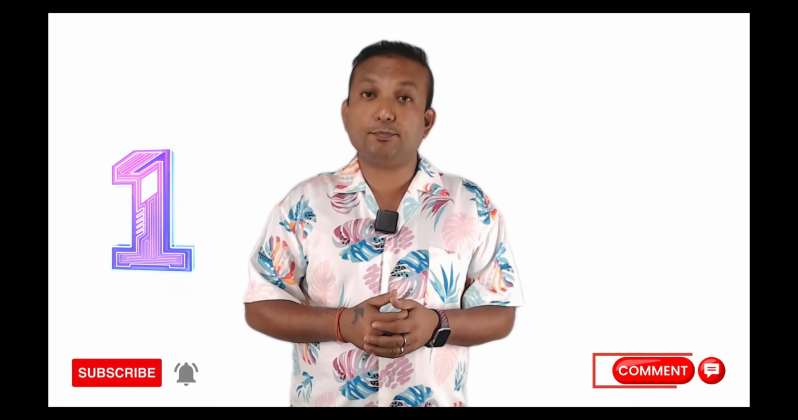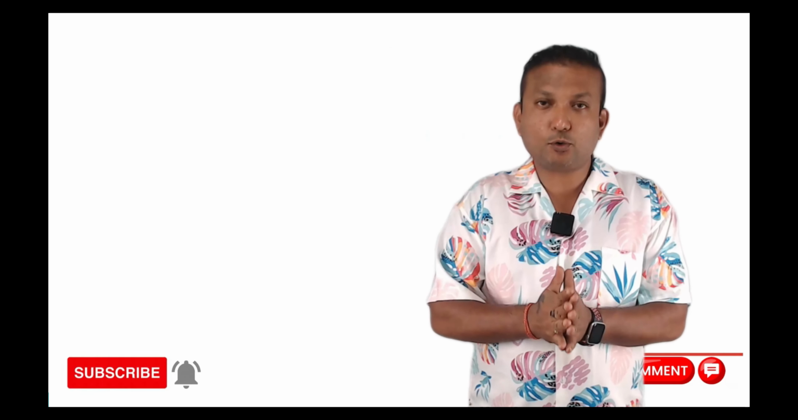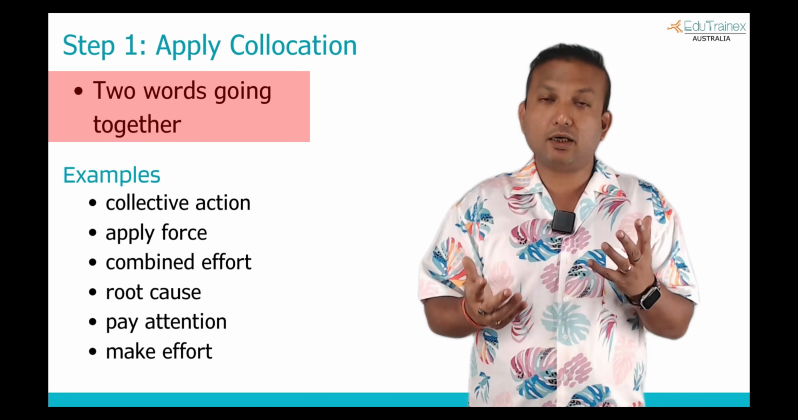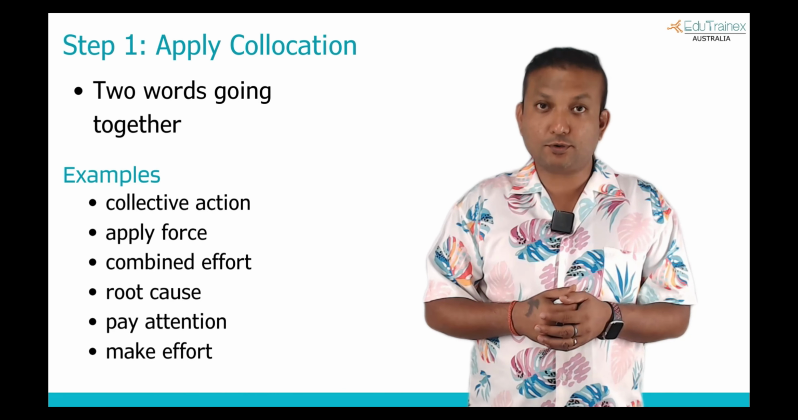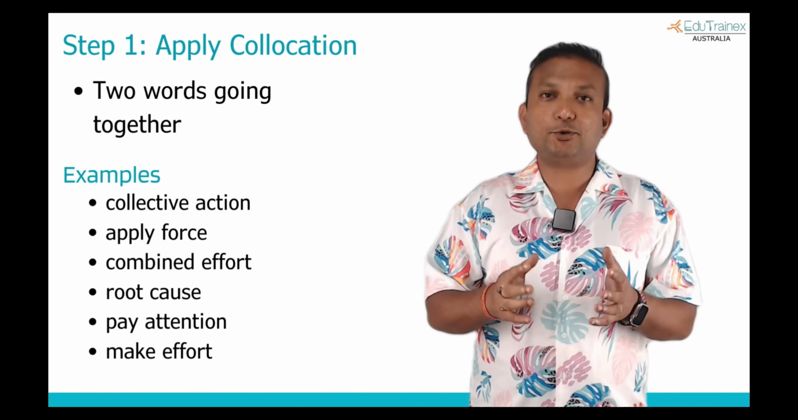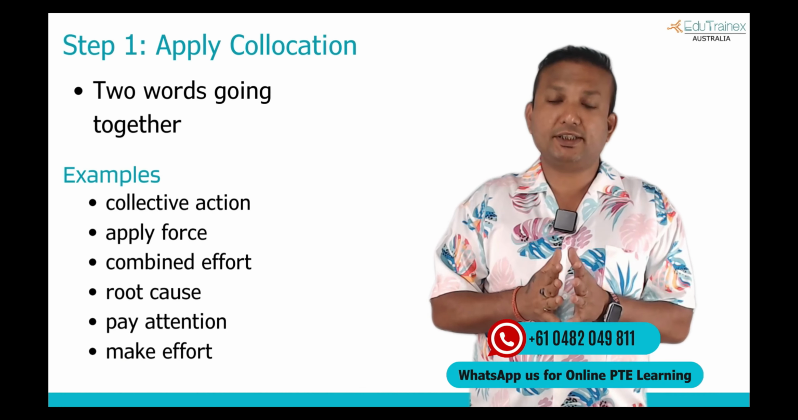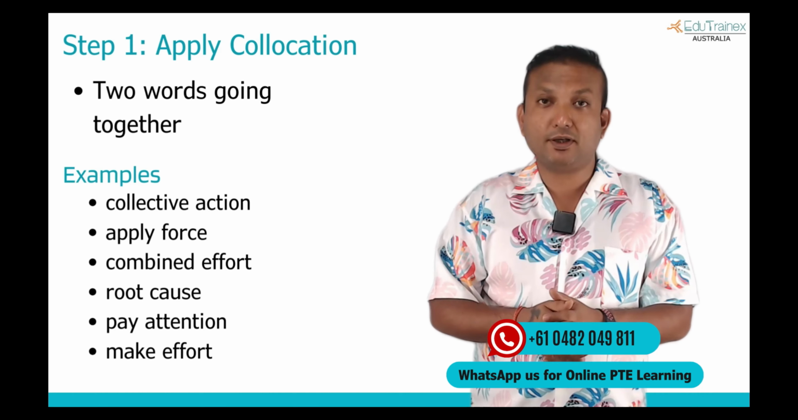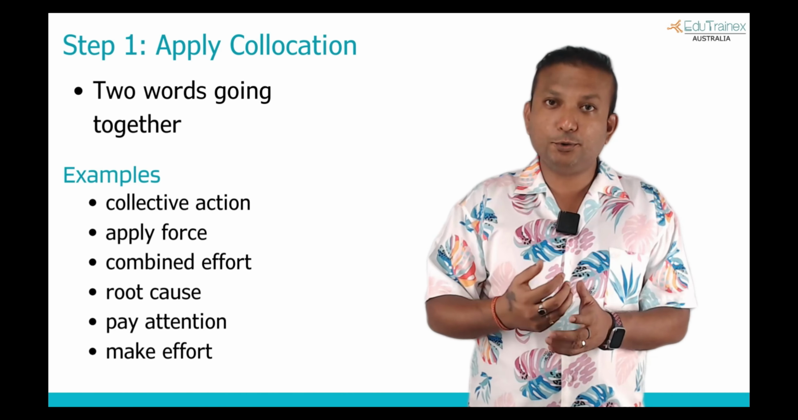The first step of applying the 5-step approach is applying collocation. What is collocation? It's two words that are used together. But how do we know which two words are used together? A simple technique. First of all, start learning more words. One way of doing that is to refer to the PTE official collocation word list, or if you join us even for free, we give you a list of vocabulary words for you to refer to. And then you start learning those words, not just the meanings, but also how to use them.